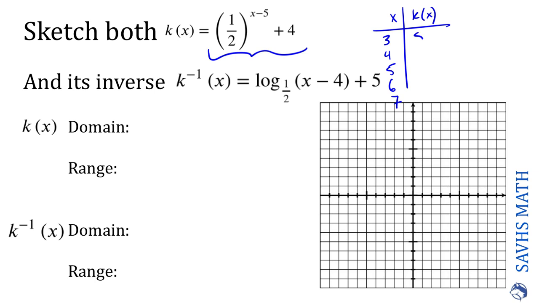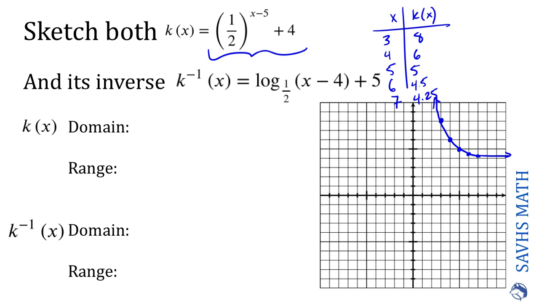Okay, so I get 3, 8, I get 4, 6, I get 5, 5, I get 6, 4.5, and I get 7, 4.25. So then I'll sketch these points: 3, 8, 4, 6, 5, 5, 6, 4.5, 7, 4.25. And then we sketch our graph like this. Okay, so there's our graph.